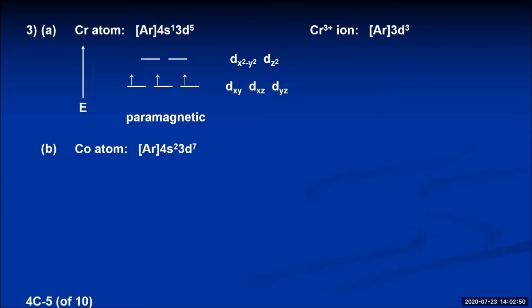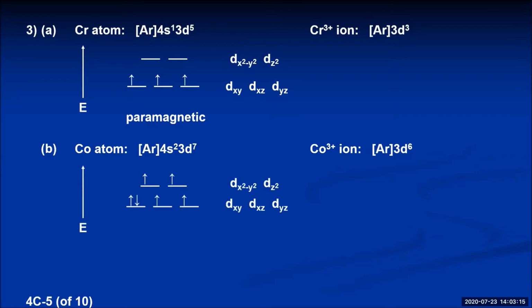The atom has an electron configuration of argon in brackets 4s2 3d7. If it's a positive 3 ion, it loses its 4s electrons and one of its 3d electrons, so therefore it has 6 d electrons. So in an octahedral splitting pattern, there are actually 2 different ways you can arrange the 6 electrons, and it depends upon whether you assume the splitting energy is very large or very small. If it's a small splitting energy, then the electrons will spread out over all 5 orbitals, 1, 1, 1, 1, 1, and then the 6th one would finally pair up.